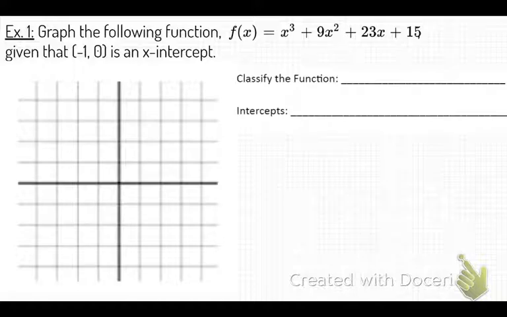So for the first one, it says graph the following function. F of x equals x cubed plus 9x squared plus 23x plus 15, given that negative 1, 0 is an x-intercept. So what is my first step? What do I do first? Look for a GCF. Do I have a GCF on this one? No. So then what's my next step?